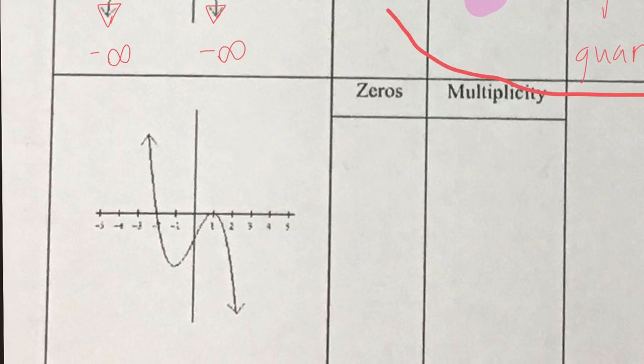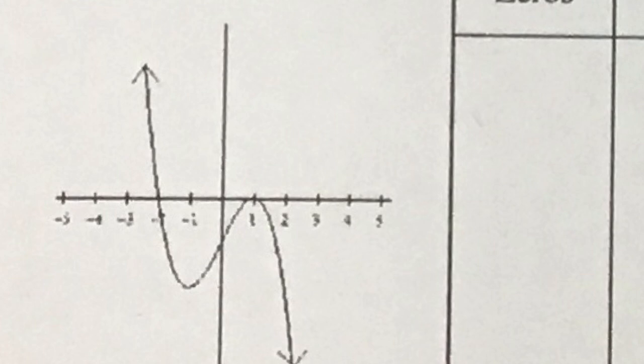What are the zeros? Where does this one cross the x-axis? Let's see if I can get it right. One of them is at -2, and the other one is +1. Okay, so those are your two zeros. That's where it crosses or touches your x-axis.